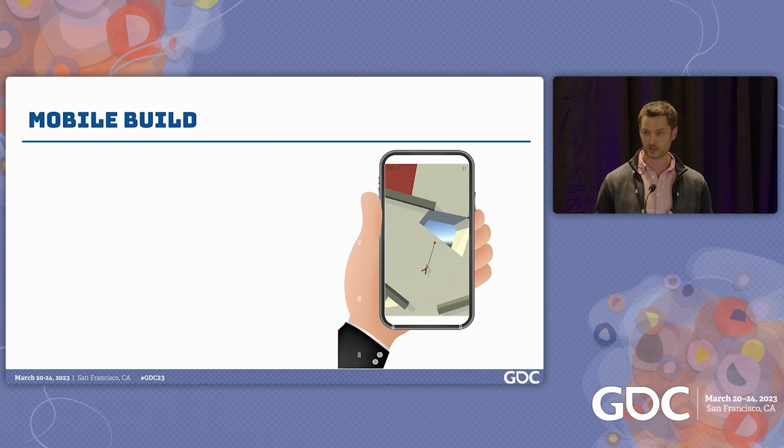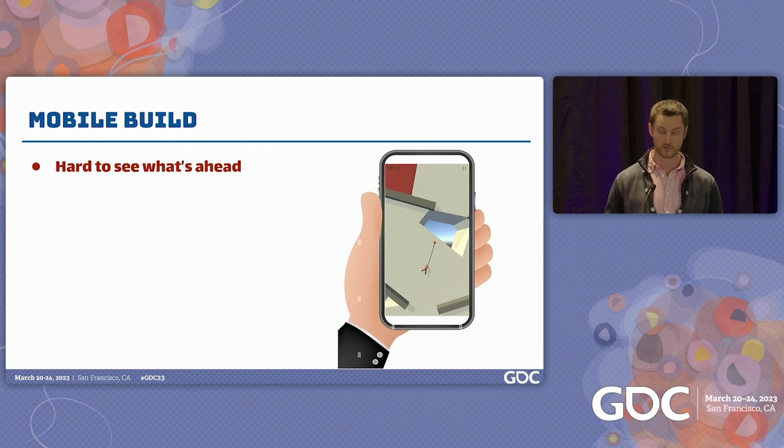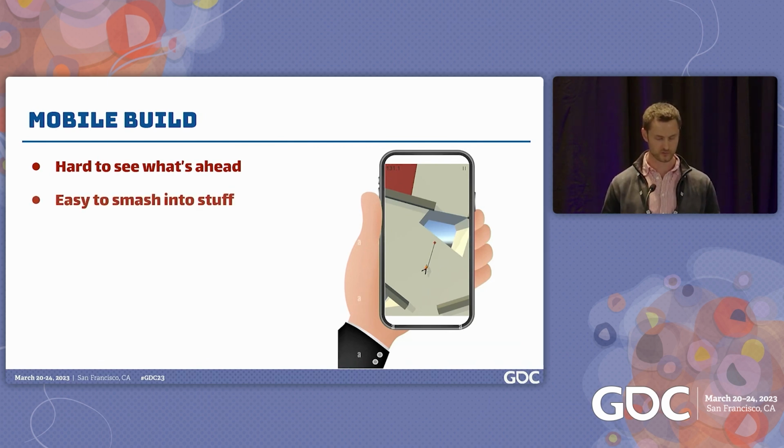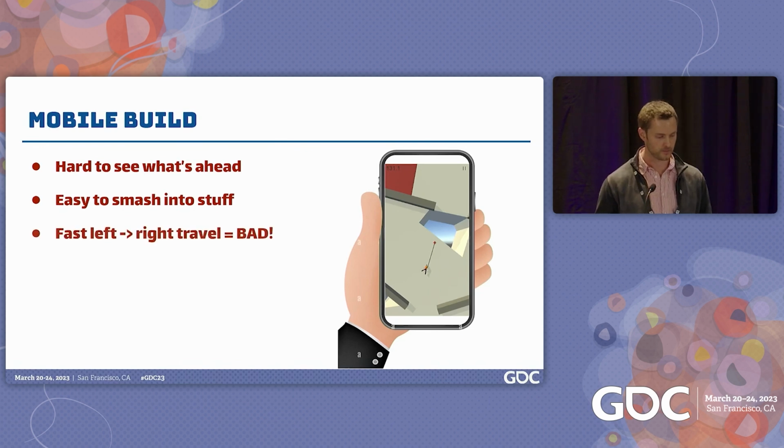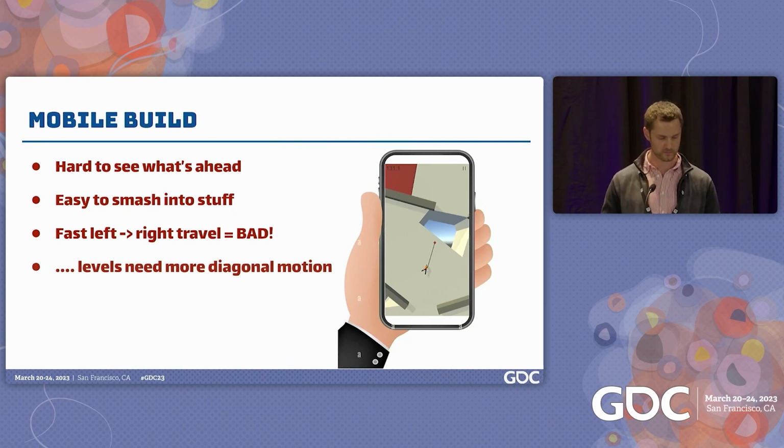So next thing I decided to do was test on the target platform. So I built a mobile build as quickly as possible. This came with a few discoveries. It's very hard to see what's ahead because you've got this kind of narrow field of view. So basically, it was very easy to smash into stuff if you were moving left to right because you couldn't see too far ahead. So moving very fast, left or right directly was not good in the levels. So basically, the levels needed more diagonal motion.